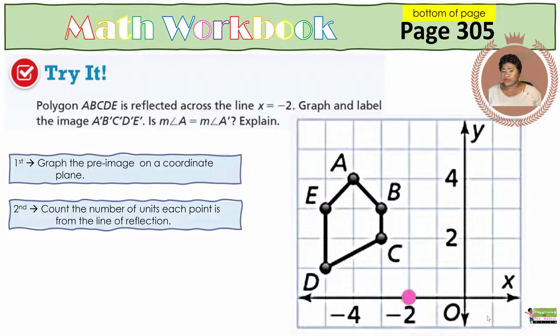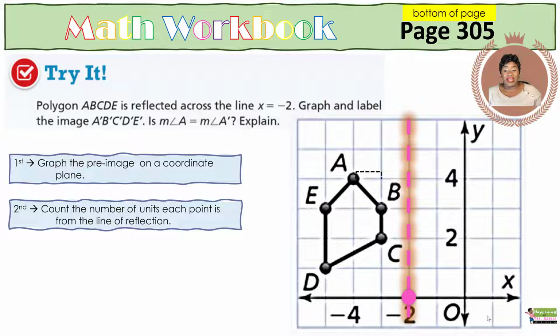So here's what we need to do. This tells us that our line of reflection is going to cross -2 on the x-axis. So we're going to plot a point at -2 on the x-axis, and then draw a line that cuts through -2 on the x-axis.